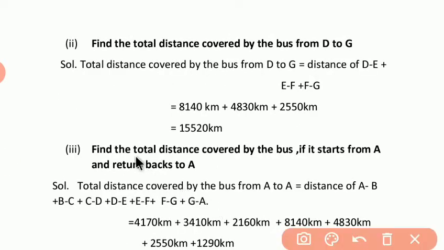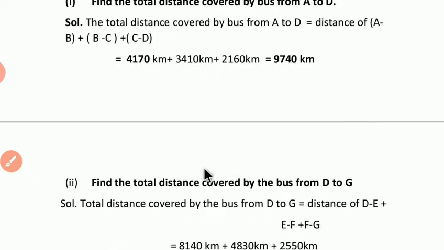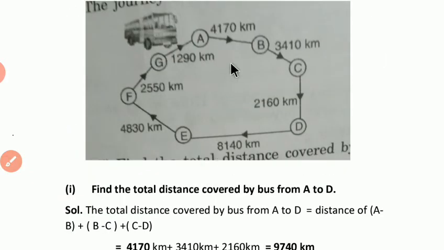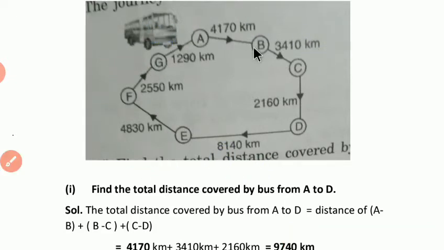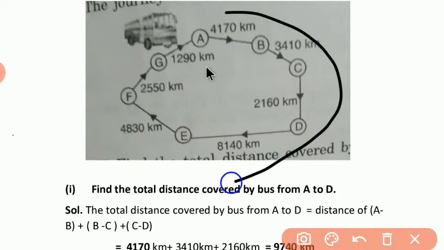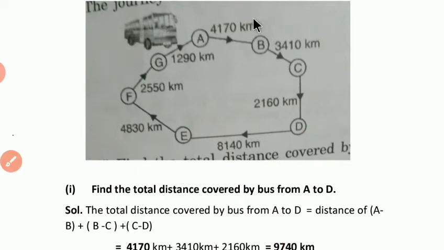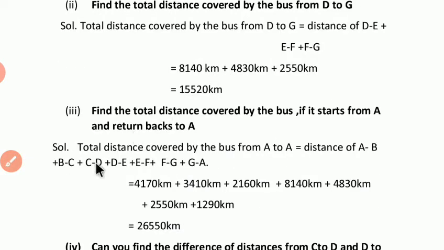Now the third question of the same problem. Find the total distance covered by the bus if it starts from A and returns back to A. Now we have to find the total distance covered from point A till A. So it starts from A to B, then B to C, C to D, D to E, E to F, F to G, then again returns back to A. So we have to find the total distance from point A till point A. So we have to add all the distances.